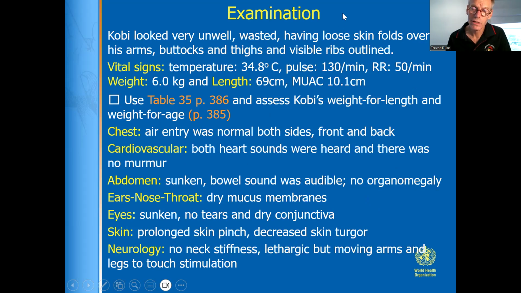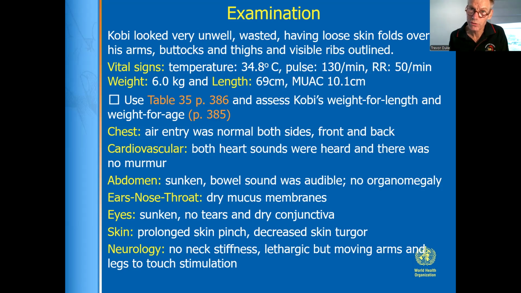On examination in the children's emergency department, Kobe looked very unwell. He was clearly wasted, and you can see from the picture he had very loose skin folds over his arms, buttocks and thighs, and he had visible ribs outlined. That's not severe respiratory distress with chest indrawing. That's just where you've got intercostal muscle wasting. His temperature was 34.8, so he's hypothermic, and that's a danger sign, isn't it?